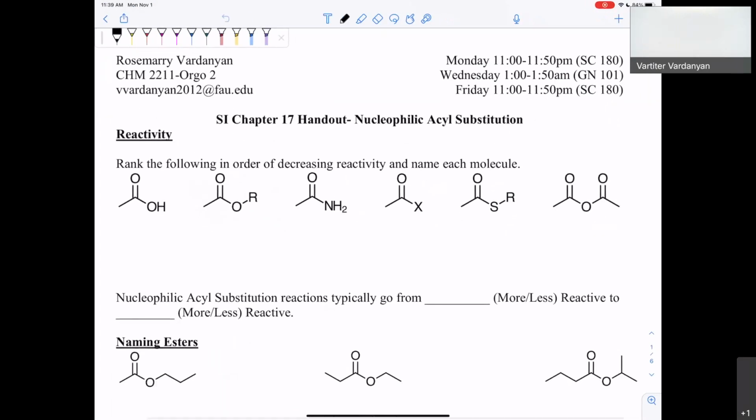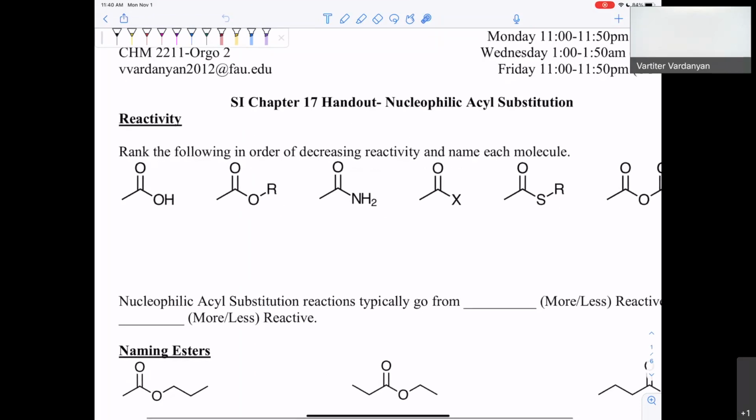So chapter 17, we're not going to go too crazy into this yet because we don't have that much time and I don't want to overwhelm anyone. We're going to start out with naming and reactivity. We kind of talked about this in the last chapter, we put some things in order. And we also know the names of most of these molecules. So let's go from left to right. I'm going to point at something and you tell me what its name is. So bam.